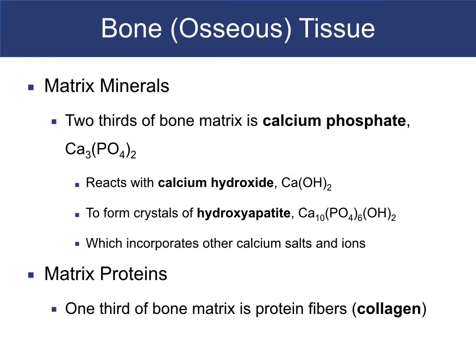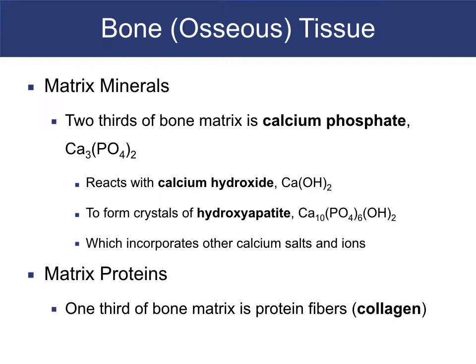Most of the bone is calcium phosphate. That's what it looks like, Ca3(PO4)2. And it reacts with calcium hydroxide and forms crystals of calcium hydroxyapatite. I don't want you to learn all that. You don't need to know that. Just know there's a lot of calcium in bone, and these are solid salts that are very firm.